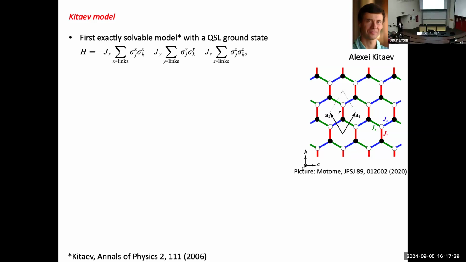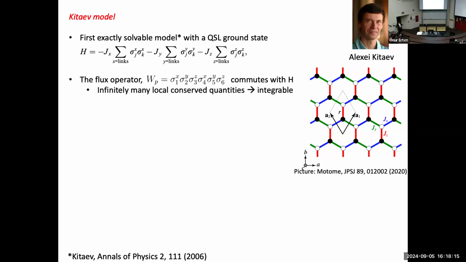But it turns out that this model is actually exactly solvable, which may sound like, okay, so what? But there is almost no exactly solvable spin model in two dimensions. I think the Ising model is one exception, right? You don't even know the exact solution of a Heisenberg model in two dimensions. So this model is exactly solvable, and it has a quantum spin liquid ground state. Actually, until this model came out, many people didn't even believe that quantum spin liquids can exist in nature.